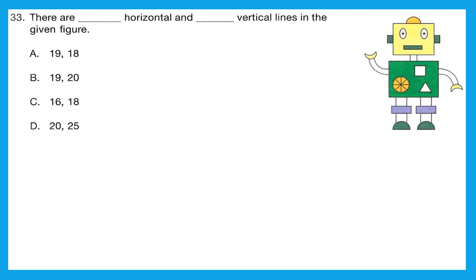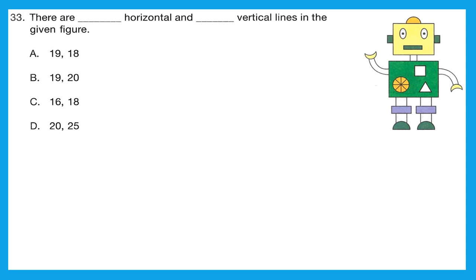Starting from the head area. 1, 2, then going to the mouth, 3, 4, then left ear, 5, 6, right ear, 7, 8, at the body, 9, 10, inside the body, in the square, 11, 12, at the triangle, 13, within the chakra, 14, then at the legs, 15, 16, then the other one, 17, 18, at the shoe side, 19 and 20. So in total, 20 horizontal lines.